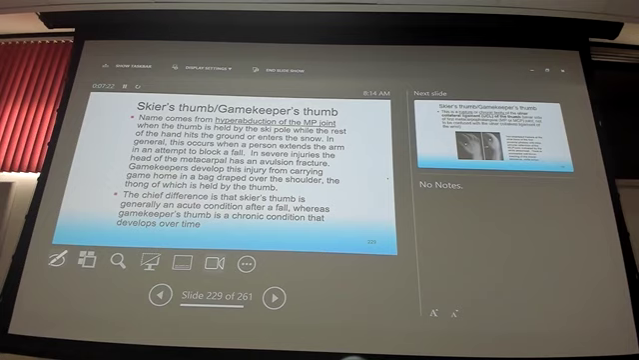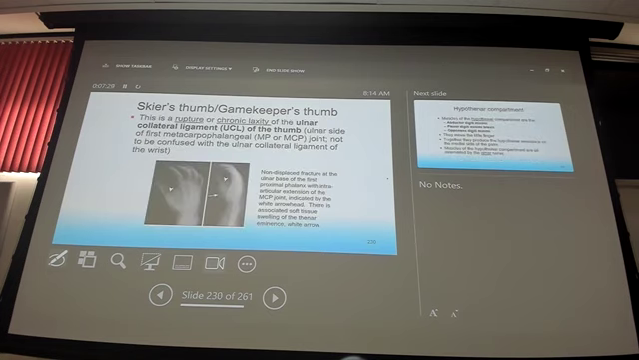They get chronic injury to it also, and then sometimes it can do a true skier's thumb after a fall. You rupture. Chronic laxity would be more of gamekeeper. Skier's thumb, they're actually going to tear it. They've got a little avulsion fracture here, if you can see it.